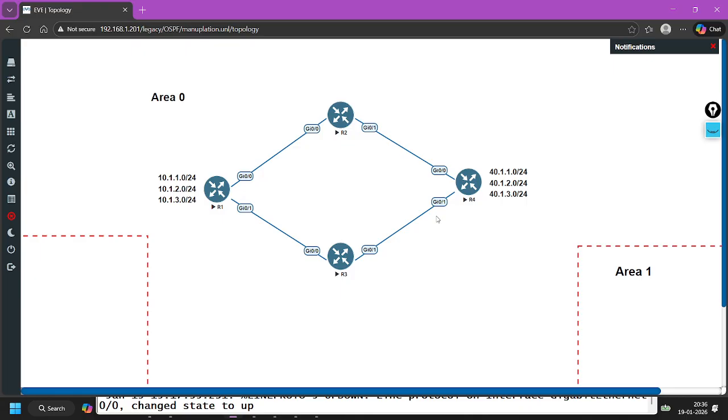You had the option to change the bandwidth of the physical link. You can change the delay of the physical link. But what I told you is that this is not the recommendation. You cannot change the bandwidth of your actual link because other protocols are also running. But in OSPF, you can directly define the cost value.